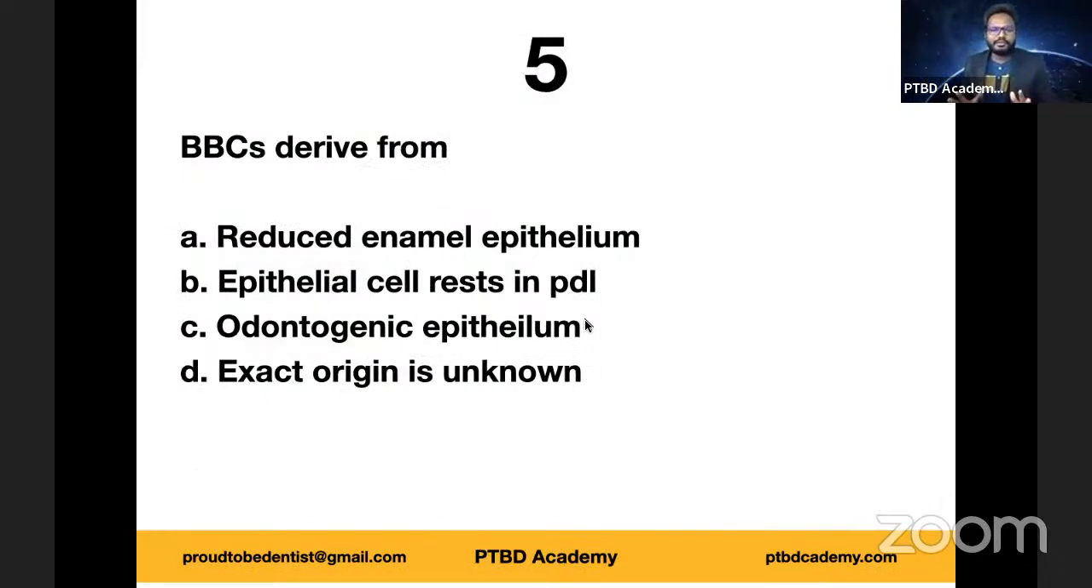Final question. I haven't revealed the key. So buccal bifurcation cysts in general are derived from which of the following options? Reduced enamel epithelium, epithelial cell rest in periodontal ligament, odontogenic epithelium, or exact origin is unknown. So which one do you think is the more appropriate answer?